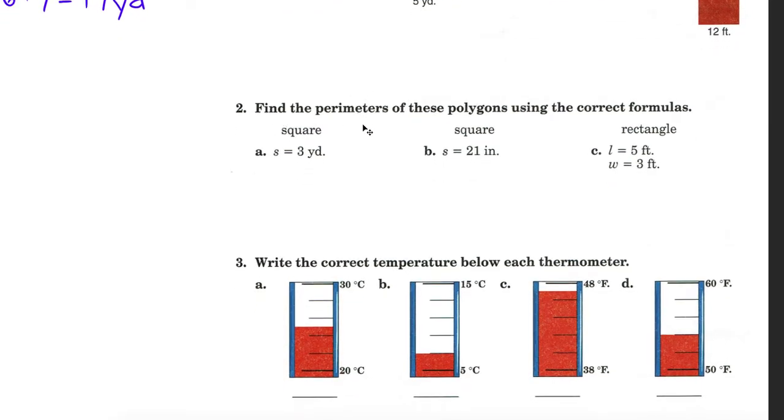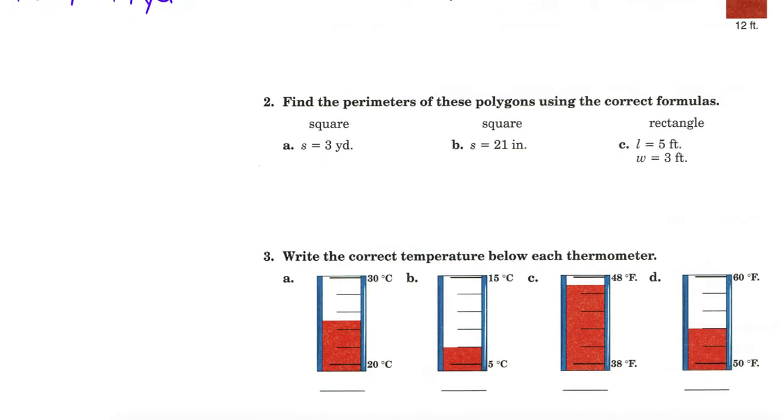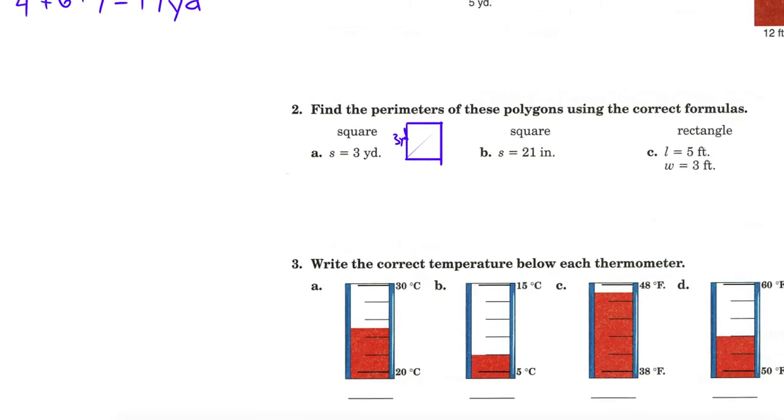All right, number two, find the perimeters of these polygons using the correct formulas. Square, S equals 3 yards. So if I know in a square, if S, one side, equals 3 yards, what are the lengths of the other sides? Okay, you can go back to our last video if you're not sure how to solve this, but just a reminder, for a square you would need to use this formula: P equals 4 times S. Okay, and S stands for a side.